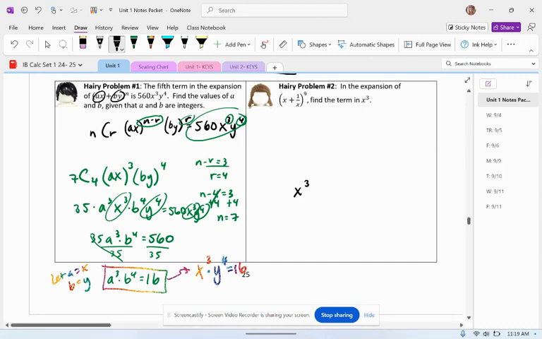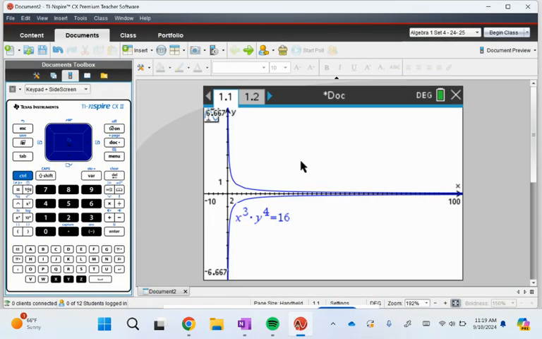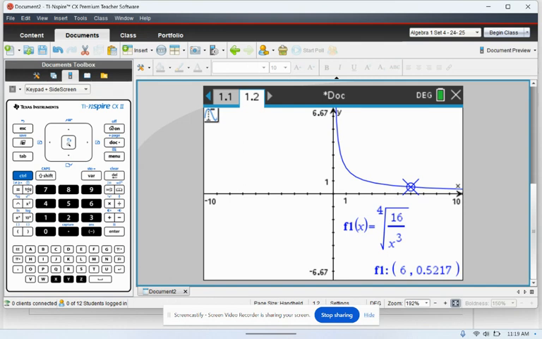So I have x to the third times y to the fourth equals 16. And I was like, I'm just going to isolate y so that way I can graph it as a function. So I'm going to divide both sides by x to the third. I get y to the fourth is equal to 16 over x to the third. I'm going to take the fourth root of both sides to get y all by itself. And then I graphed that so that I would be able to get a table. And I did. So I was like, okay, thank goodness. I have something now where I can move back and forth along the graph.